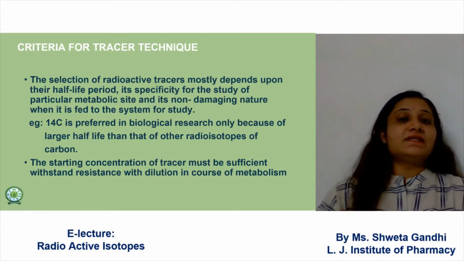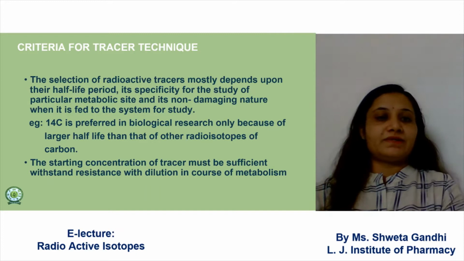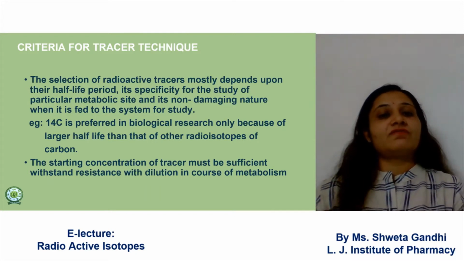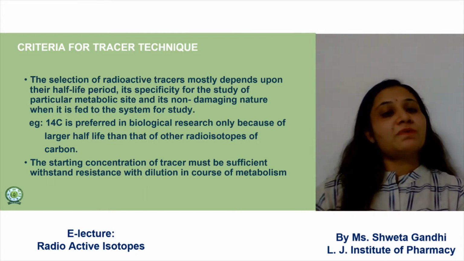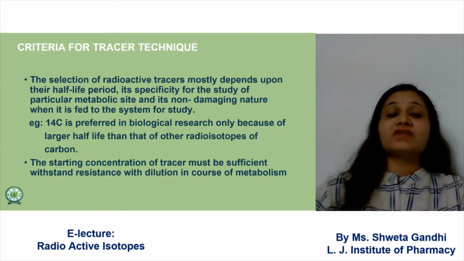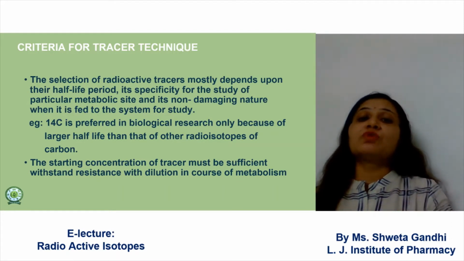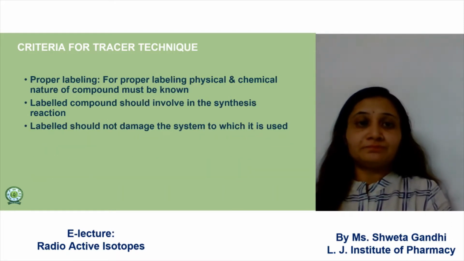What are the criteria? The selection of a radioactive isotope depends on the half-life period and on their specificity. For example, carbon 14 is preferred in biological research because of its larger half-life. We have seen 5730 years is the half-life of carbon 14. So it is more preferred in biological research.